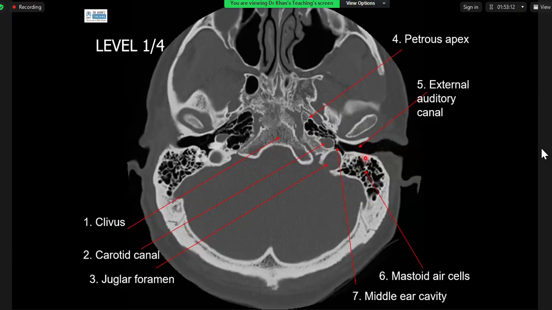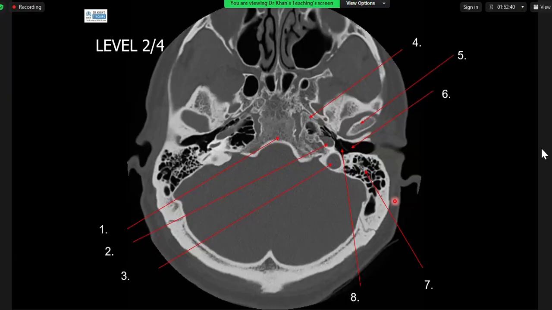This is the external auditory canal. And you can see actually the tympanic membrane here. And this is the middle ear cavity. These are the mastoid air cells. And this is the jugular foramen. Jugular foramen, there is a concept of high riding jugular foramen where it can be at the level of the mesotympanum, and sometimes the bone here will be dehiscent. We call it high riding dehiscent jugular foramen. In any case, let's go to the next one.